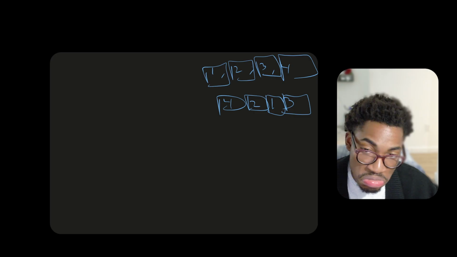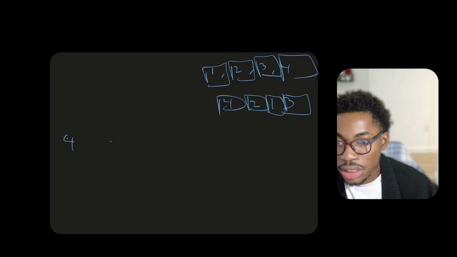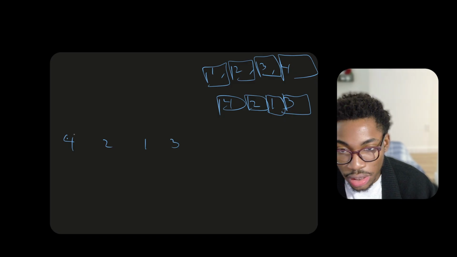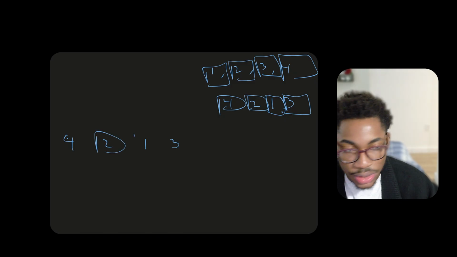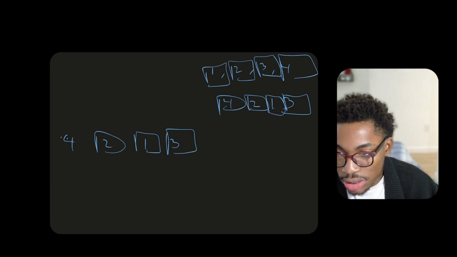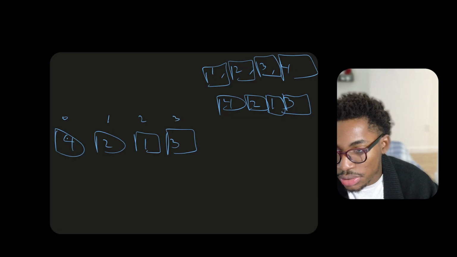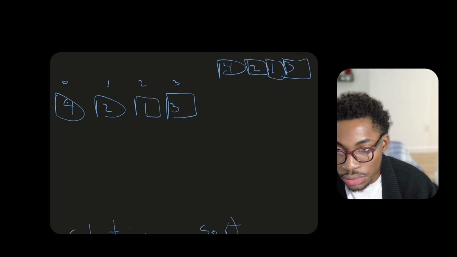When a number is not in place, let's say we have four, two, one, and then three. Let me rearrange this to make it look better. So we've got four, two, one, and then three. Bubble sort is going to compare each of these indexes, which are 0, 1, 2, and then 3.